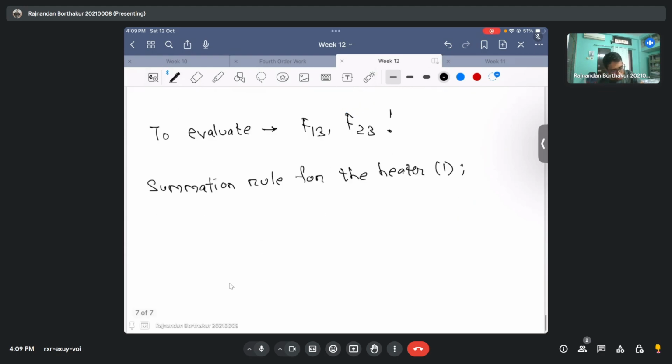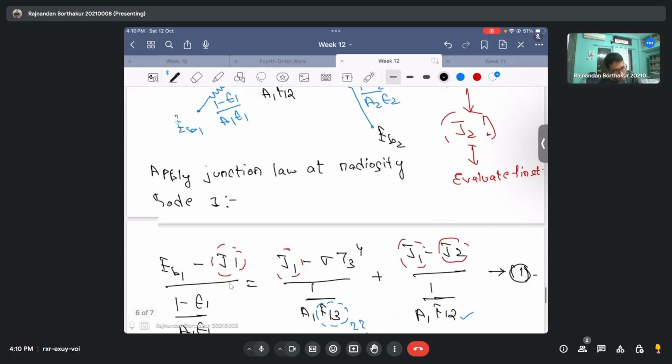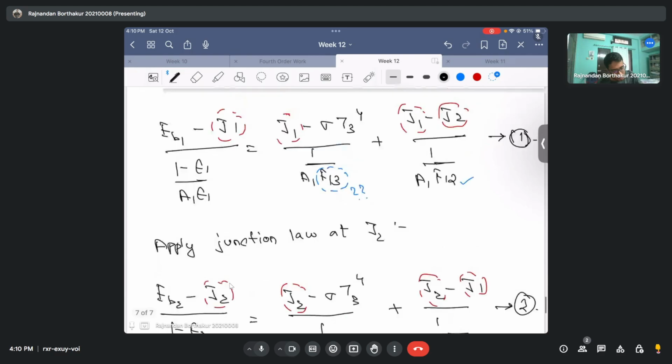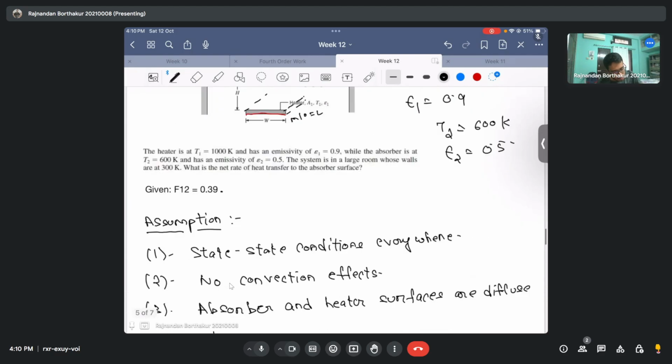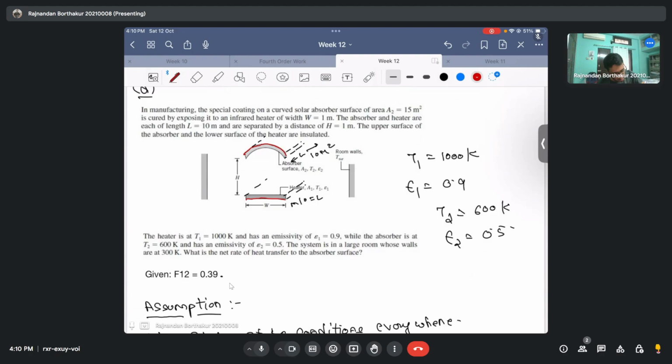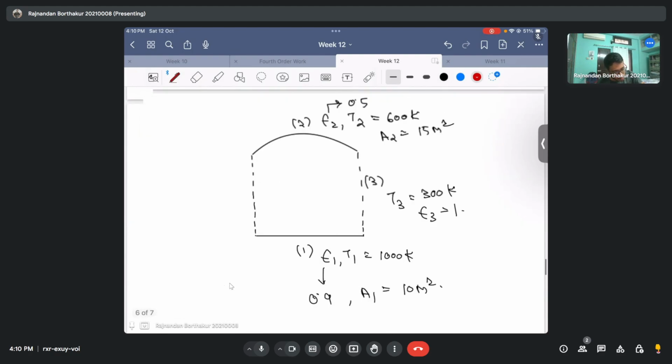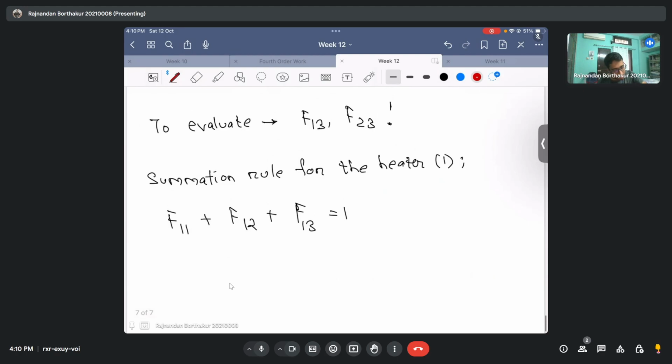So using the summation rule, I can say that F11 plus F12 plus F13 is equal to 1. That is from the summation rule. And I know that my F12 is given to be equal to 0.39, which means this F12 is known to me.